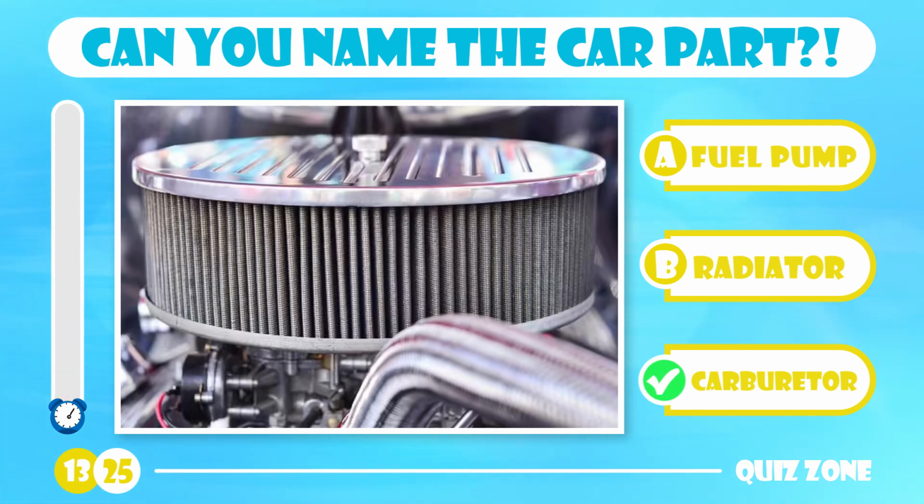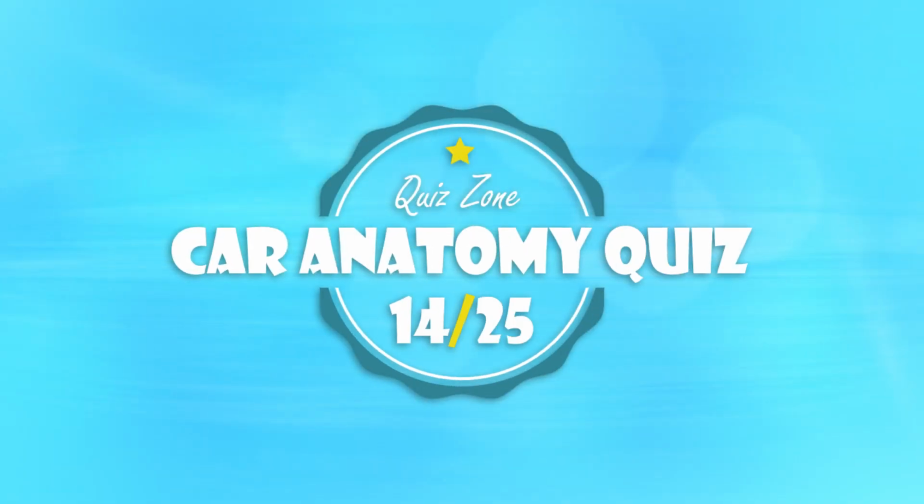A carburetor has three important functions. First, it mixes fuel and air to create a combustible mixture. Second, it controls the proportion of fuel and air. Lastly, it controls the speed of the engine. On to the next part.